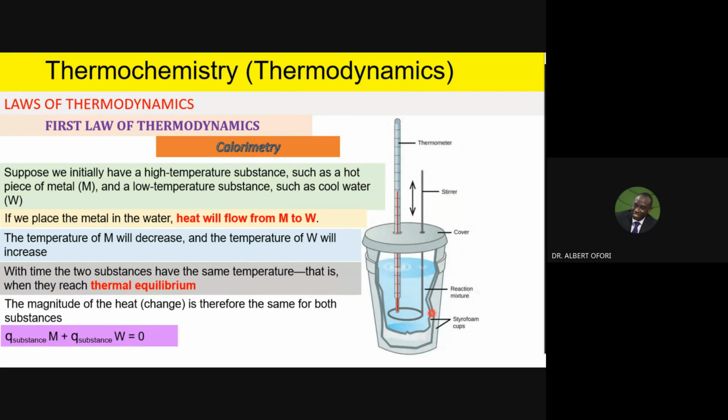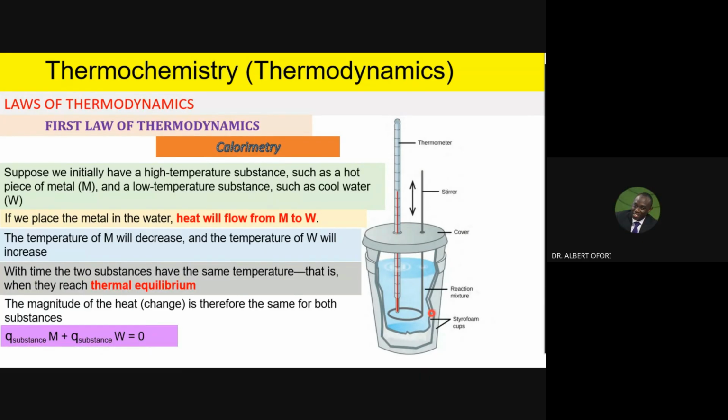The first law of thermodynamics says that we can't create energy, and we can't destroy it. So the energy should be constant. We should not lose it, and we should not gain it. So basically, mathematically, what we are trying to say is that the heat of the metal should be the reverse of the heat of the water. In other words, Q of the metal should be equal to the negative of the heat of the water. Am I making sense?